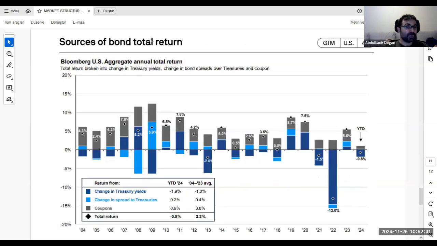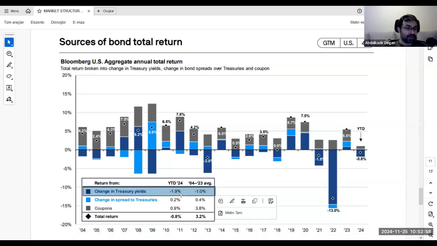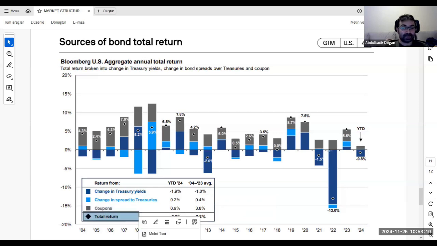And the sources of the bond total market, as you see here, we have some charts, and here we have dates. It is from 2004 until 2024, meaning approximately 20 years here. And what is my return coming from? Change in treasury yield is dark blue, change in spread of treasuries is light blue, and the coupon payment is gray, and the total return is dark black.